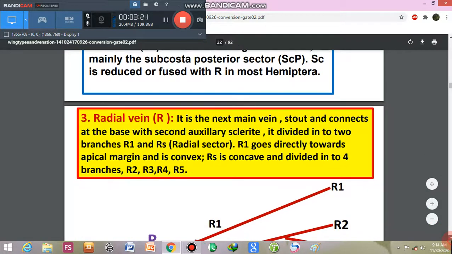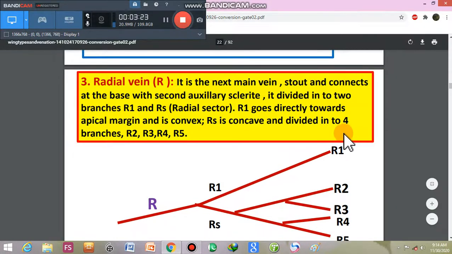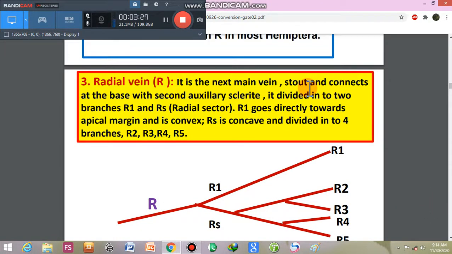Next is the radial vein. It is the next main vein. It is stout, you can say strong, and connects at the base of the wing with the second axillary sclerite. It is divided into two branches, R1 and RS, radial sector. R1 goes directly toward the apical margin and is convex. RS is concave and divided into four branches, R2, R3, R4 and R5.